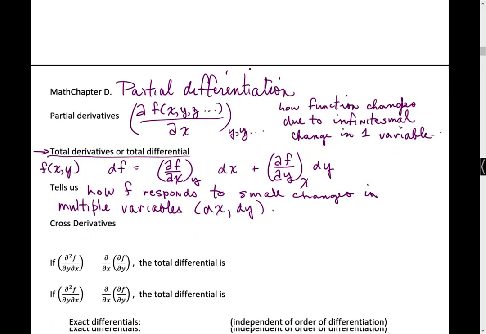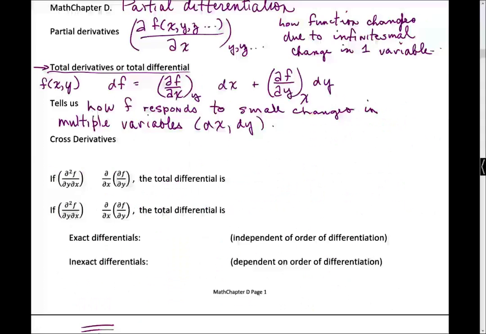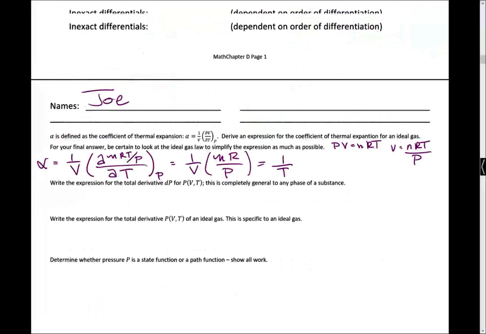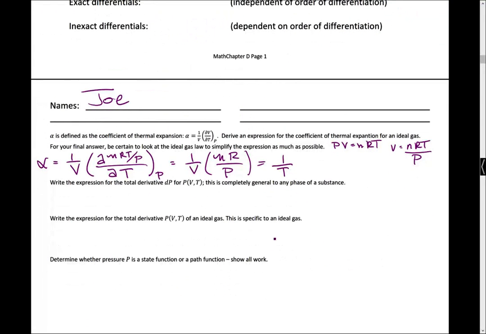Let's see. So what I would like you guys to do is, this is a separate question from the previous one. I just want to make sure. I'm telling you that in general, pressure depends upon the volume and the temperature of the system. And so I want you to write a total derivative for the pressure, or a total differential.